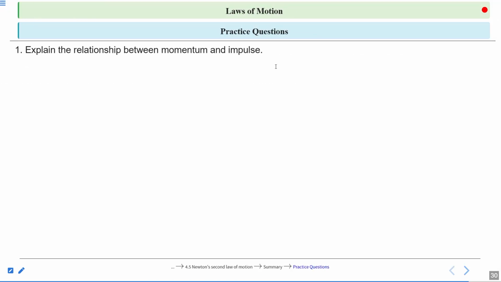Here we have some practice questions for you. First question is, explain the relationship between momentum and impulse. So here you have to find out the relationship between momentum and impulse. We know momentum is mass into velocity, whereas impulse is equal to force into delta t. Here delta t is a time interval, which is very small.